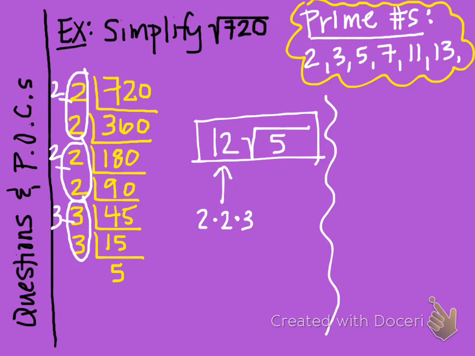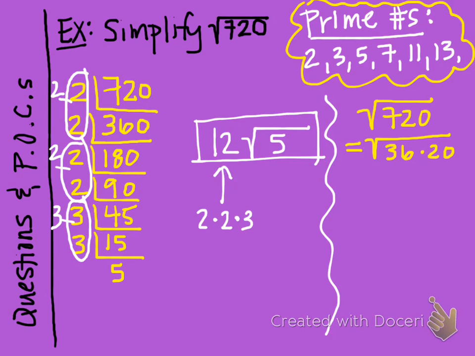Let me get the yellow again. So what you could do is start off with the square root of 720, and now I'm going to break that down into its factors that are perfect squares. I know 36 is a perfect square because 6 times 6 is 36, and I know that will go into 720. And I know it'll go in 20 times. So I could say the square root of 720 is the same as the square root of 36 times 20.